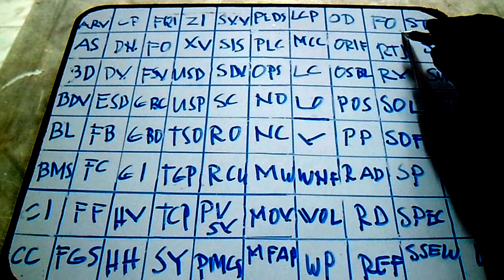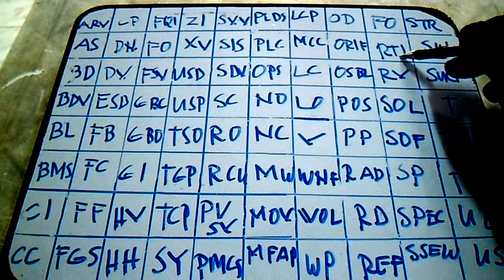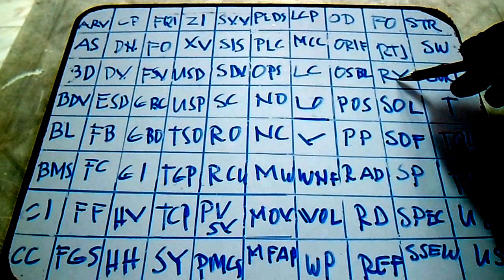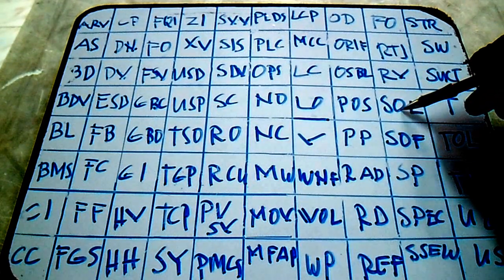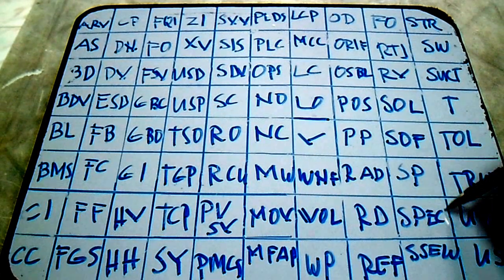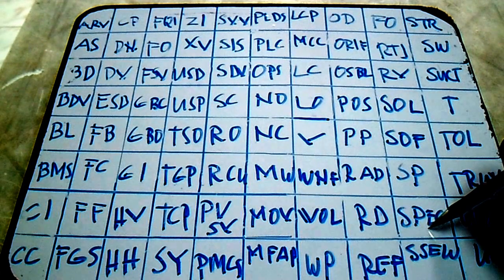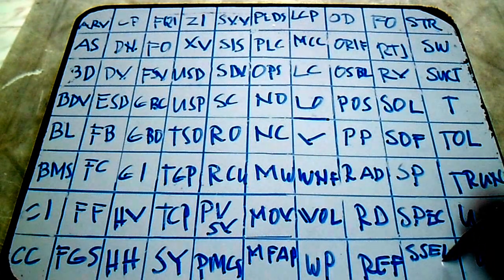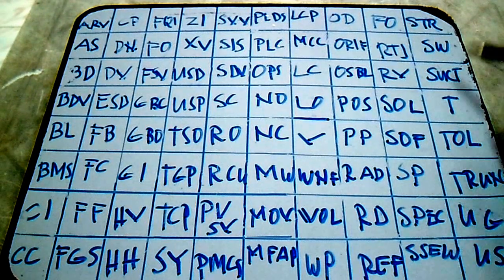So FO is a flow orifice, RTJ is ring type joint. RV is pressure relief valve, SO is socket slip on flange, SP is special piping system. Spec means specification. SSEW is a safety shower eyewash.